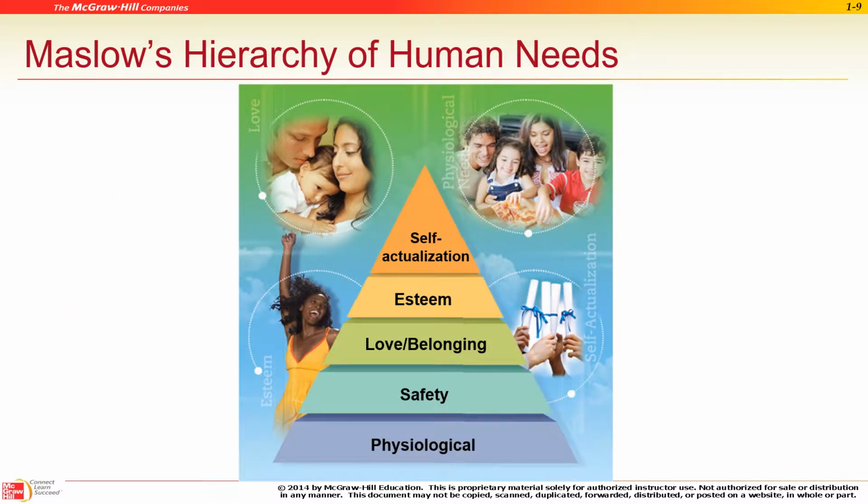Okay, that brings us to Maslow's hierarchy of human needs. So here in the pyramid, as long as you have your base level covered, then you're able to move up this pyramid. The first level is your physiological needs, then safety, then belonging, esteem, and then self-actualization. In the next slides, I'll describe each of those steps.